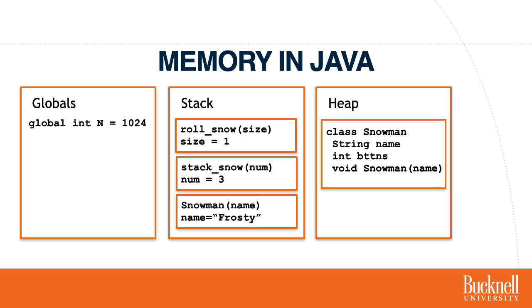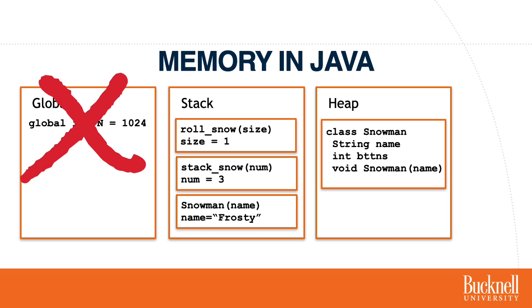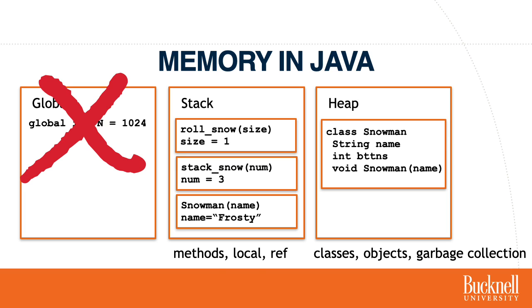In Java, there are no globals. Java does have a stack and a heap. The stack stores method calls and variables local to the methods, including references. The references refer to things on the heap. The heap stores classes and objects and performs garbage collection, removing any objects to which there are no pointers still in the stack. When the program is finished running, everything on the stack is deleted.